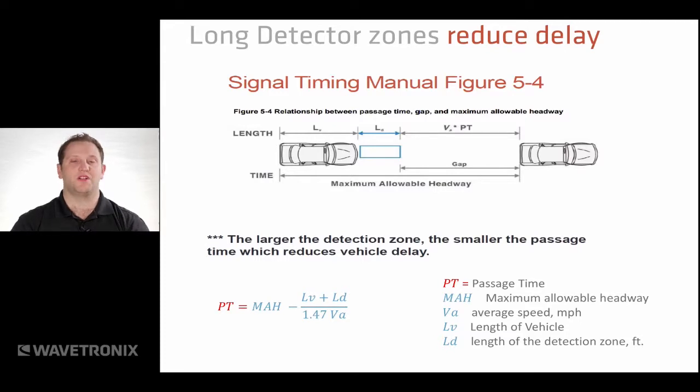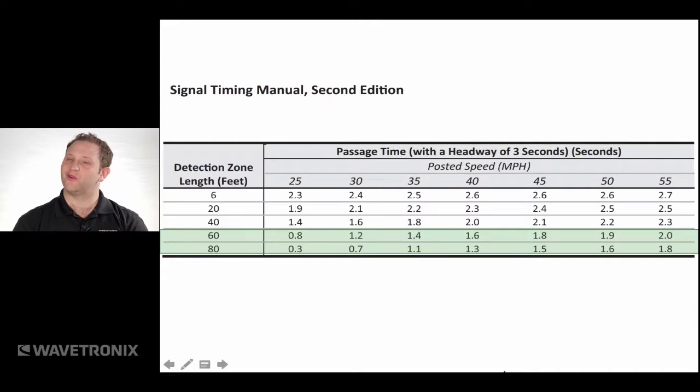Once we put all these things together, luckily, there's some good engineer that's like, hey, let's just put this in a table, right? And we all love tables. The table shows the detection zone on the left side, the speed on the top, and then what the passage time should be below. Notice that when the detection zone is longer, 60 to 80 feet long, we can really lower that passage time, making our intersections a little bit more efficient.